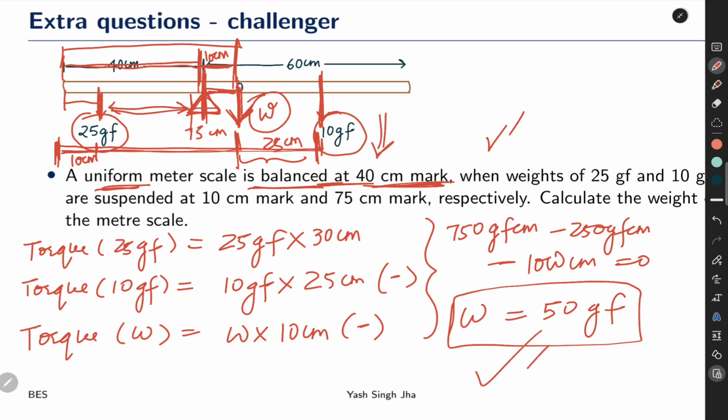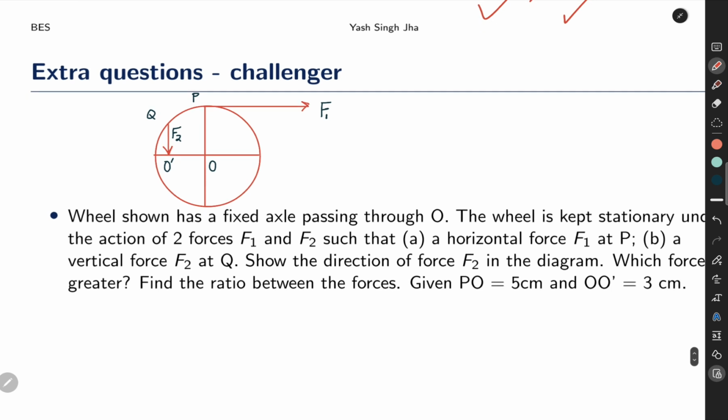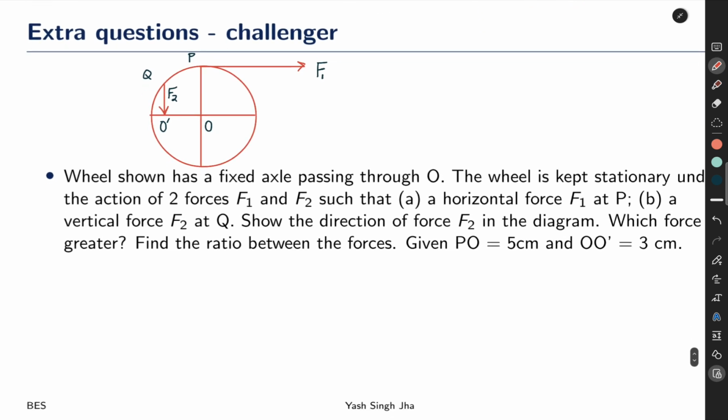Yes, I hope it is clear. If it is not, please go over this question again. It's a very simple question. Just a few steps have to be followed and the answer is attained. Last few questions.